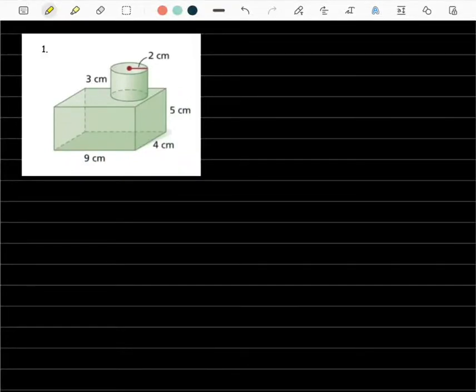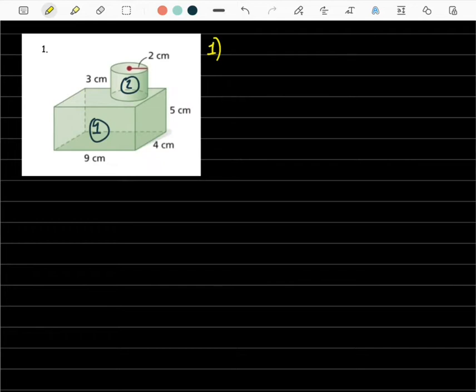Okay guys, so let's go ahead and find the surface area of this composite shape, which consists of two solid shapes. So we got a cylinder and we got a rectangular prism. Let me say this one, I'm going to call shape number 1, and this one shape number 2. All right guys, shape number 1 and shape number 2. So let's go ahead and find the area of shape number 1.